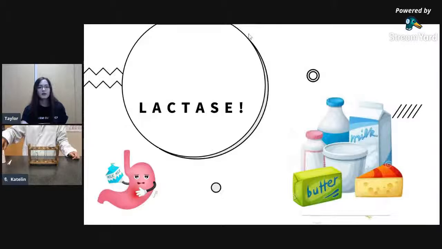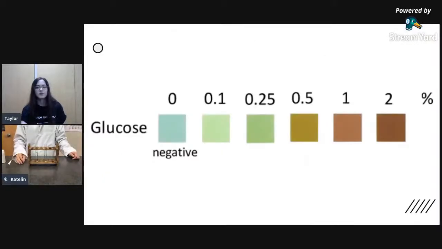So I'm going to pull up this little scale here. This is the scale for the glucose testing strips. A negative result, meaning no glucose detected in the solution, is this bluish turquoise color. The more glucose there is, the more green and then brown it will turn. So let's see what color these strips turn when we test the solution.